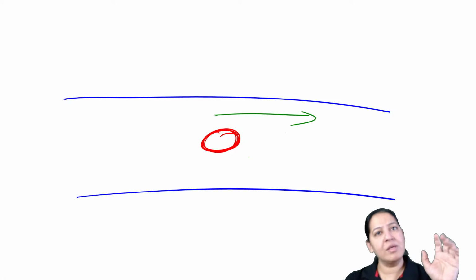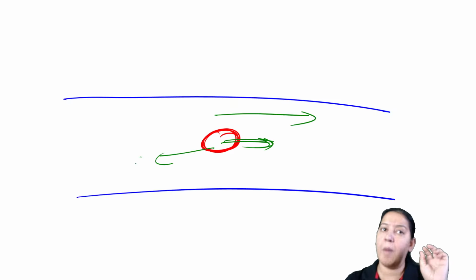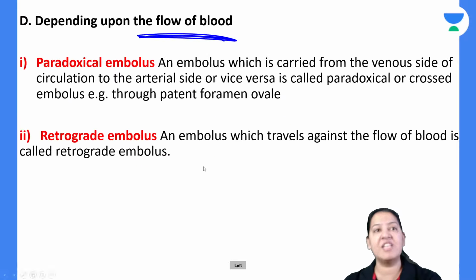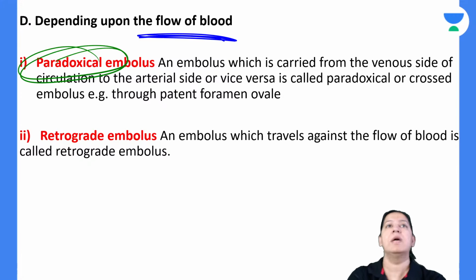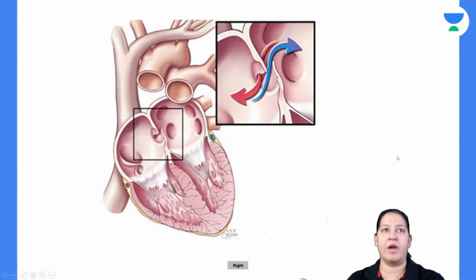So normally emboli travel in the same direction as the flow of the blood. Rarely, an embolus can travel in the opposite direction to the flow of the blood. Such an embolus is known as a paradoxical embolus. An embolus that is carried away against the flow of the blood is known as a retrograde embolus.